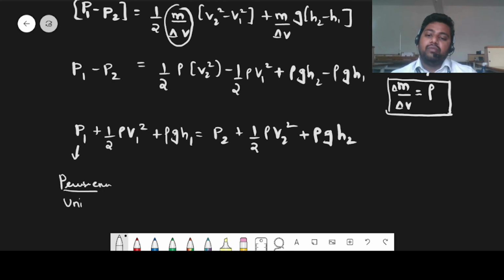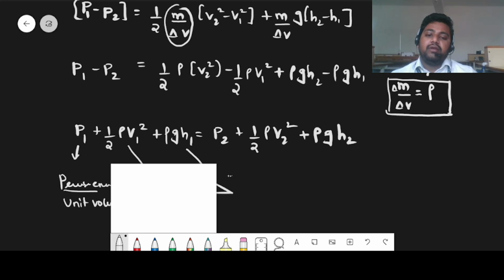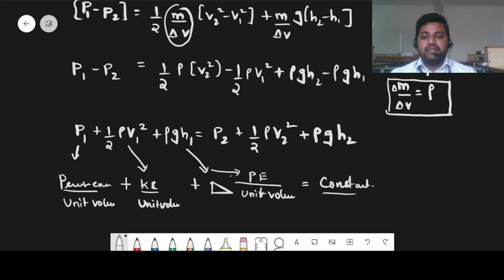and kinetic energy per unit volume and potential energy per unit volume will always be the sum of pressure energy, kinetic energy and potential energy per unit volume, which will always be constant. Okay, so I hope you understood this Bernoulli's theorem and the principle behind it.